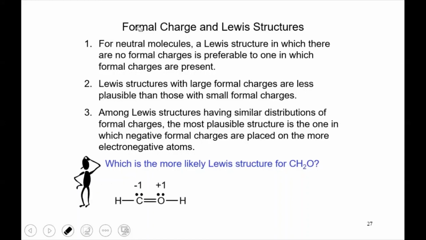This is the first candidate we discussed, and this was the second candidate. If you think about it, looking at criterion number 1 here, you can see that a Lewis structure in which there are no formal charges is preferable to one in which formal charges are present, all right? So you look at these two, and yes, I think the answer should be obvious. The candidate on the right is the more likely because it doesn't force any formal charges on any of the atoms in here, all right? So that's what we got.